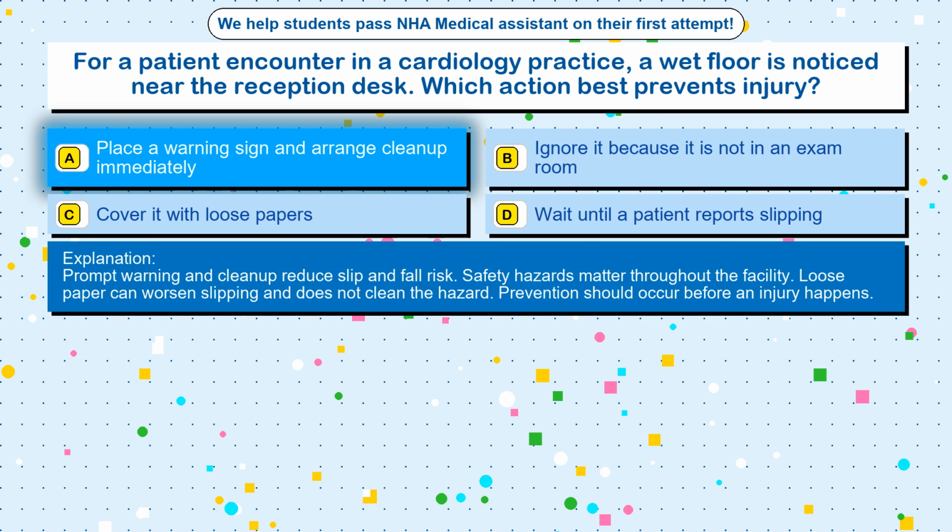Prompt warning and cleanup reduce slip and fall risk. Safety hazards matter throughout the facility. Loose paper can worsen slipping and does not clean the hazard. Prevention should occur before an injury happens.